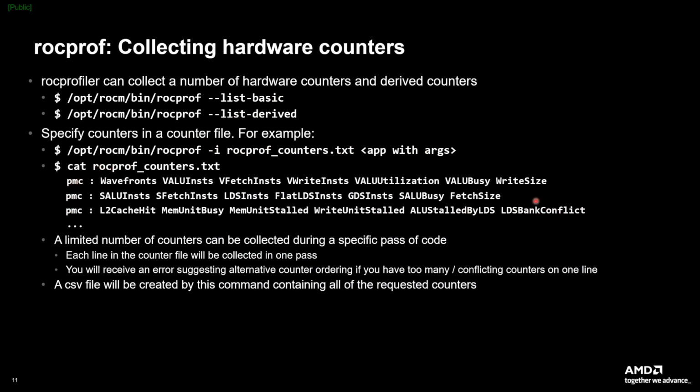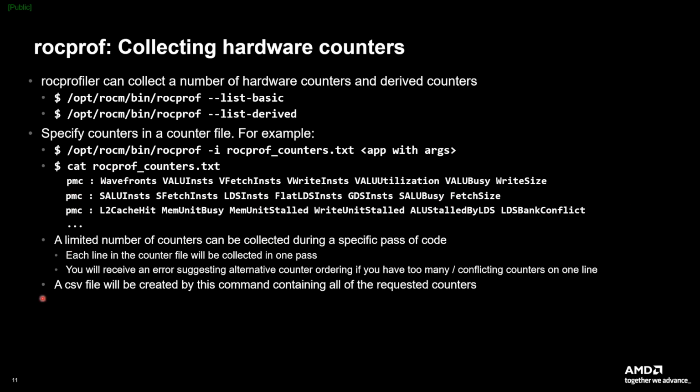This is an example, right? It's not mandatory. Each line, PMC, means that it will do 3 runs to finish the execution. And there are some counters that we think many of them are nice to have information. And as you know, a limited number of counters can be collected during specific parts of the code, and that's why you can't collect all of them in one run.